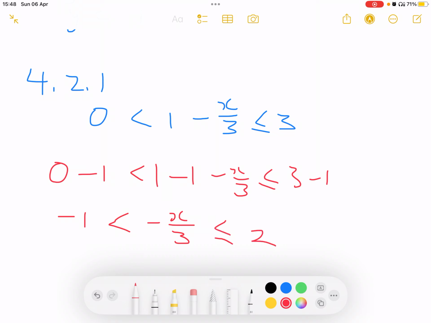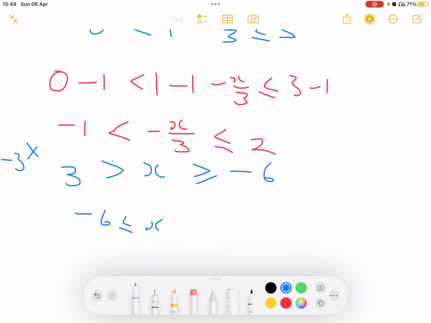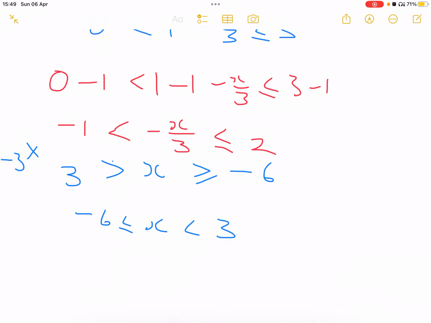Now, to get rid of that negative and that divide by 3, we have to do the inverse, whereby we multiply throughout by negative 3. What happens when you do that? Negative 3 times negative 1, you get a positive 3. And if you multiply by a negative, the sign changes to greater than. And in the middle you're going to have x, because that's negative 3 times negative x over 3. And that becomes greater than or equal to 2 times negative 3, which is minus 6. So we write this properly: minus 6 less than or equal to x less than 3. And that's the inequality they wanted.